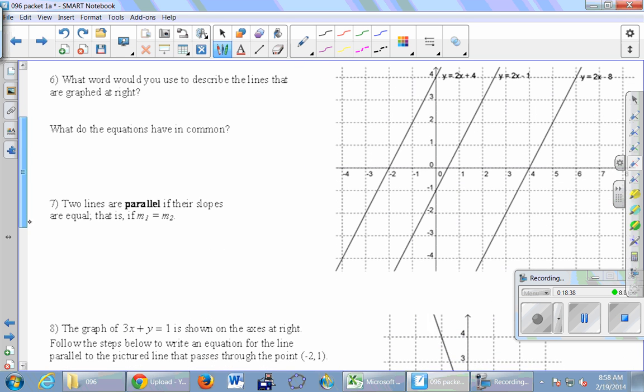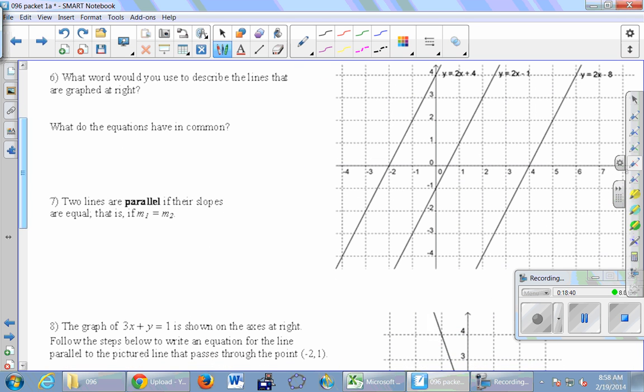What word would you use to describe the lines that are graphed at right? We've got 3 lines sitting there. They all have positive slope, definitely. What other word for the 3 lines all together? They're parallel to each other. So you guys know the word parallel, right? It means 2 lines that never hit each other.